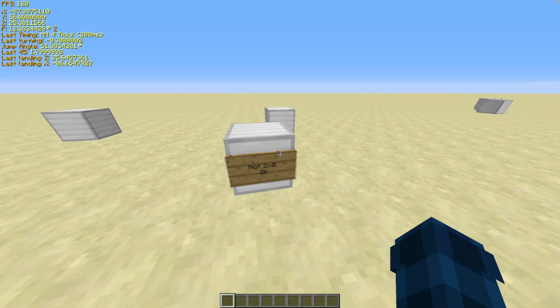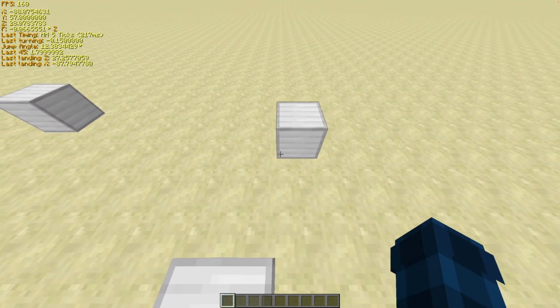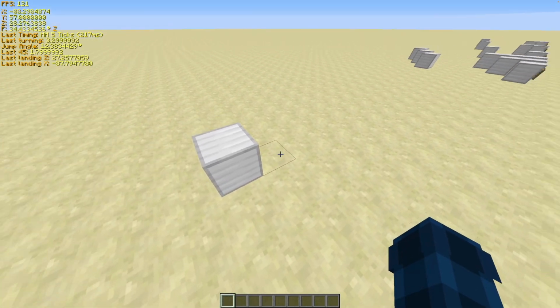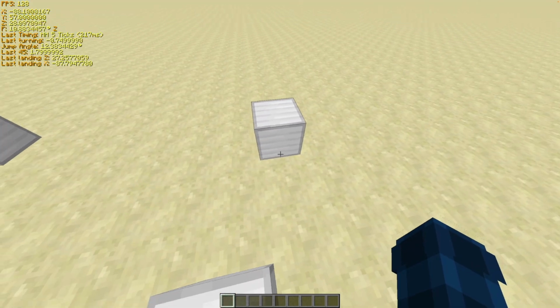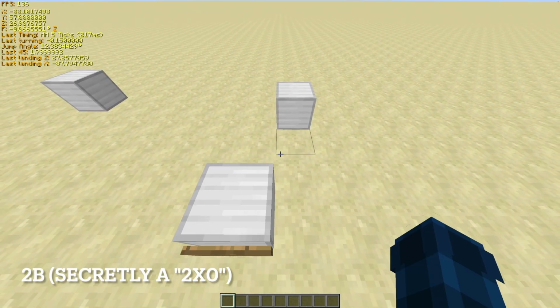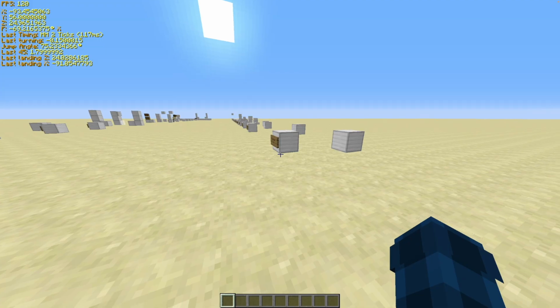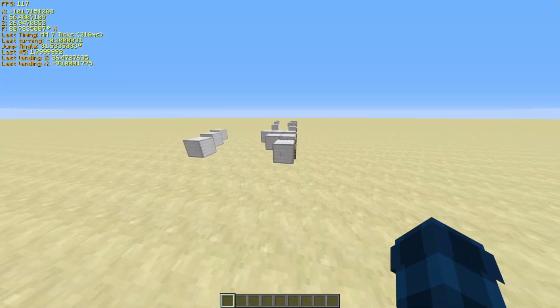This one's a little special case, because although it's a 2-block jump, it goes over like right there would be where a 2 by 1 would be, but it's right here. This one you could call a 2 by 0, but you can also just call this a 2B since you can just do it straight normally anyway. That's all for jump distance. Now we're going to move on to the momentum.